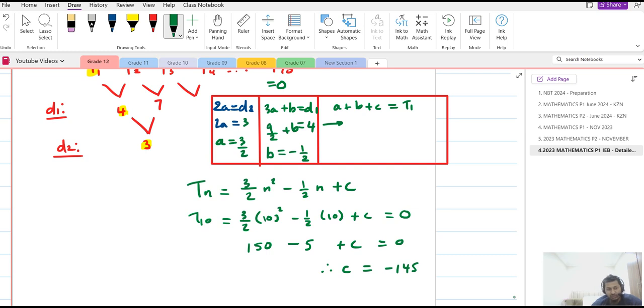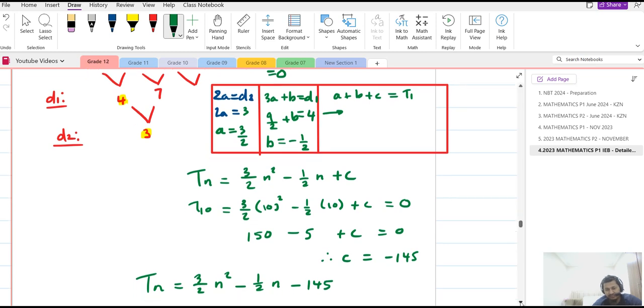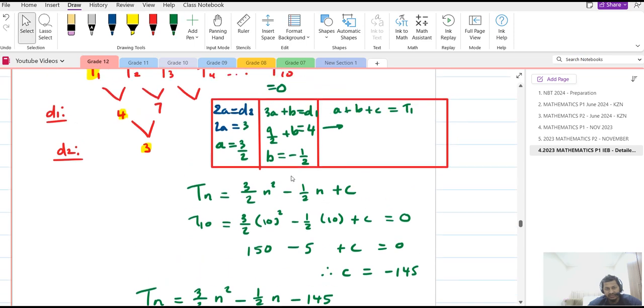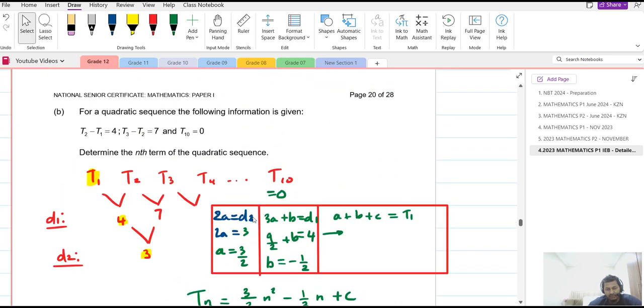So do we have the Tn formula? Yes, we do. We've got 3 over 2 n squared minus half n minus 145. That's it. So I hope you guys understood that. Very nice question here. Remember the three formulas for a quadratic sequence, very important. 1, 2 and 3.